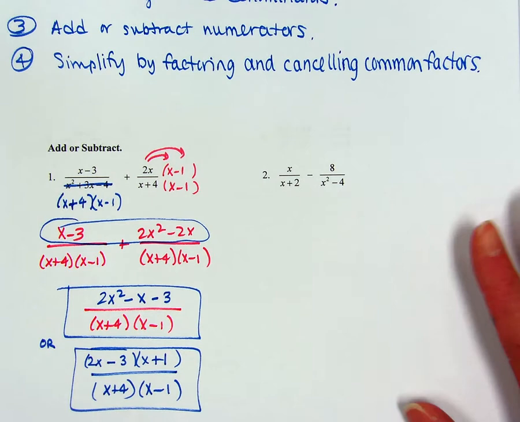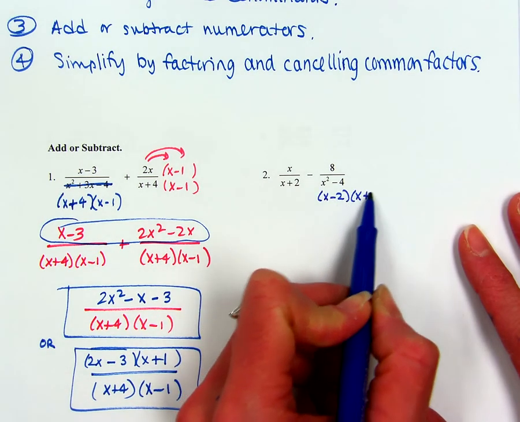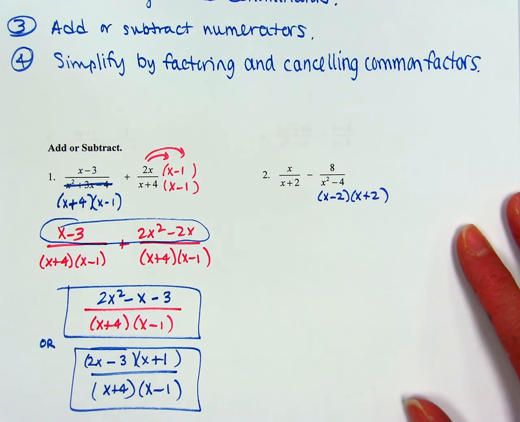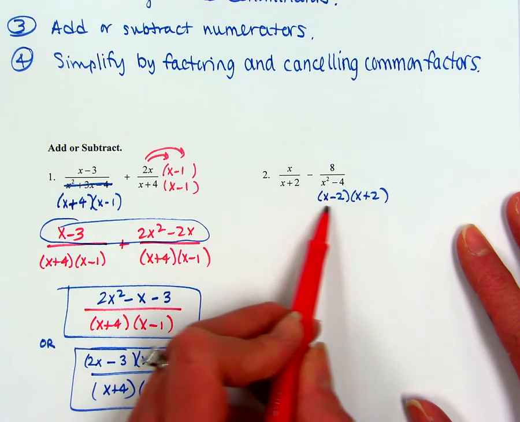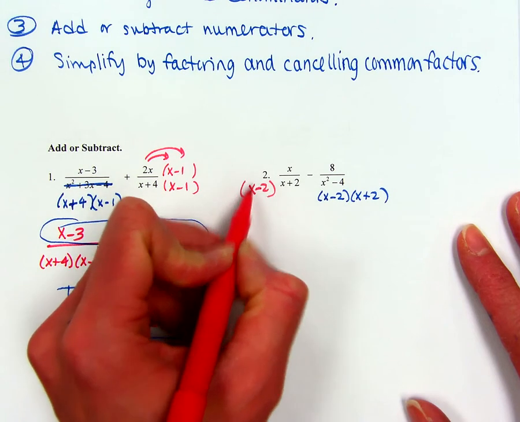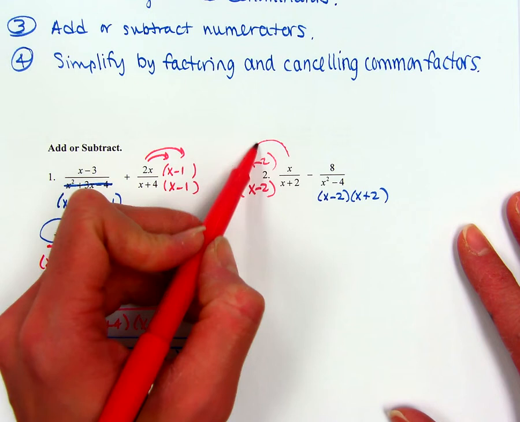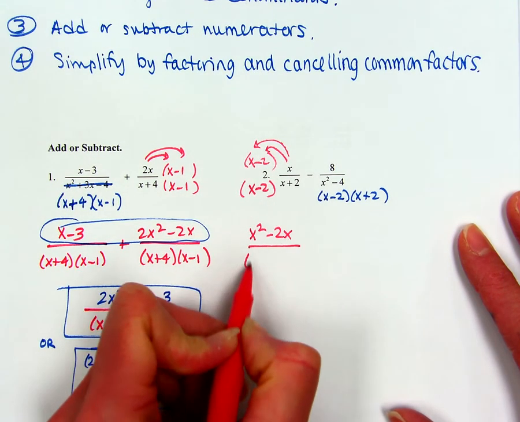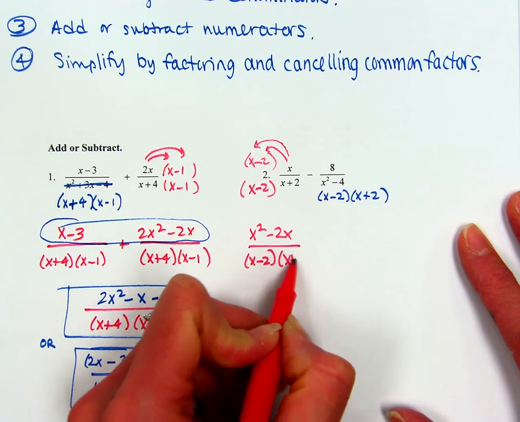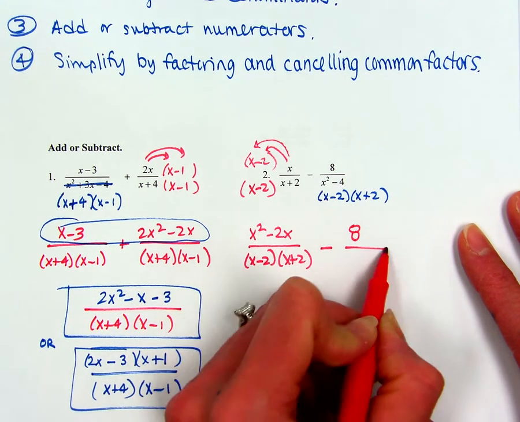All right, number 2. That doesn't factor, but this one's a difference of perfect squares, so we can do x minus 2, x plus 2. Now ask yourself, what's missing on this one that this one has? It's missing the x minus 2. So we need to multiply top and bottom by x minus 2. Again, you're going to distribute the x, so you get x squared minus 2x over x minus 2, x plus 2. Minus 8, we're going to do something with the minus in a second.